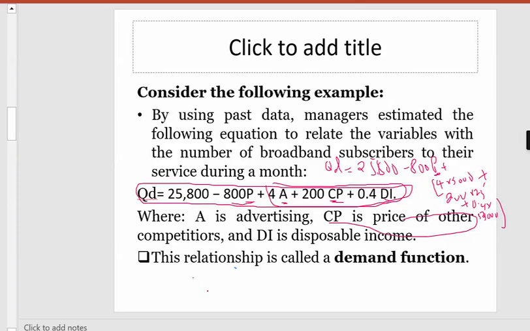Kwa manake quantity demand itakuwa ni 25,800 minus 800 P. What do you get here? Hapa ilikuwa ni plus ete. Namba mzidishe hizo kwenye mabano hizi. Mnapata ngapi?